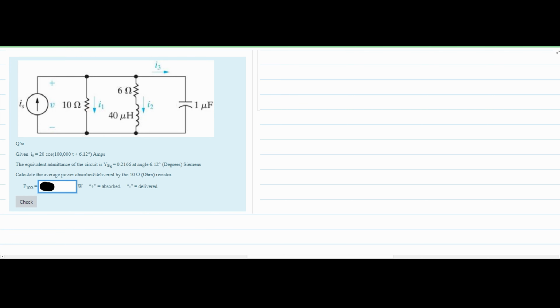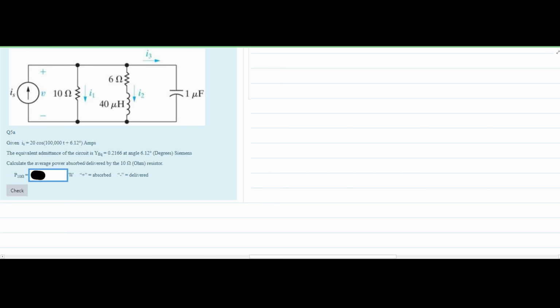Given this I of S and the equivalent admittance, we need to calculate the average power absorbed or delivered by the 10 ohm resistor right here. Looking at the diagram, something we should note is that the source voltage is going to be the same as the voltage in this 10 ohm resistor. So we can have plus minus V right here, and they are the same. That means we can find the actual V here and then use it to find the power in here. That's how I'm going to look and solve for this problem.